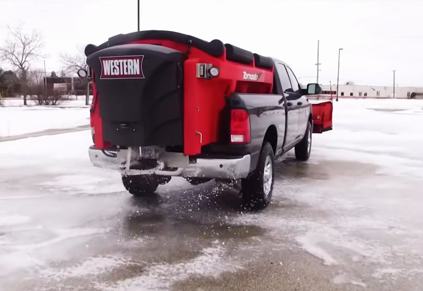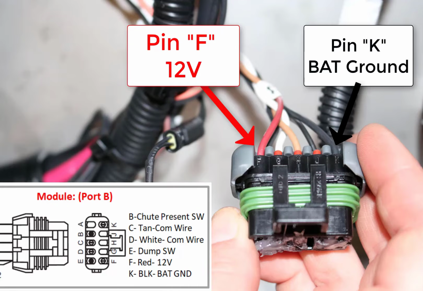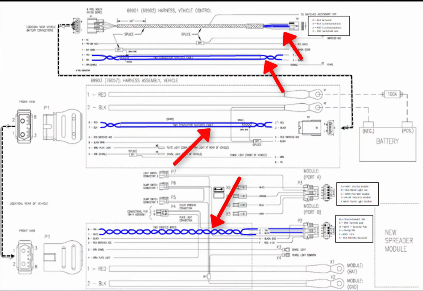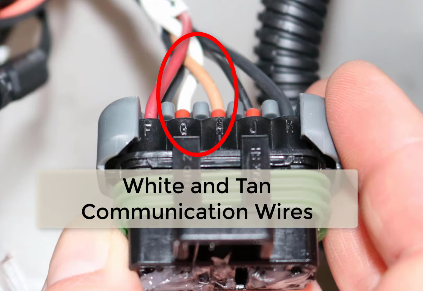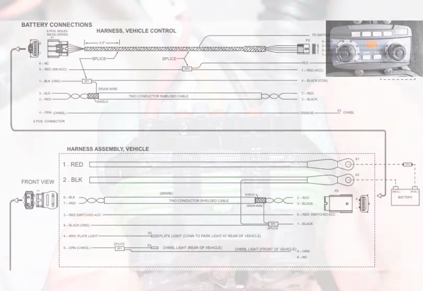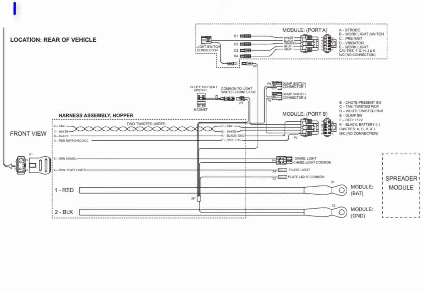In order for the spreader to work properly, the spreader module needs to receive battery power and ground into port B of the spreader module. The spreader module also needs to see the communication signal coming into port B on the tan and white wires. This communication signal comes from the control and travels through the twisted pair of communication wires in the control harness, vehicle cable assembly, and the spreader side harness.